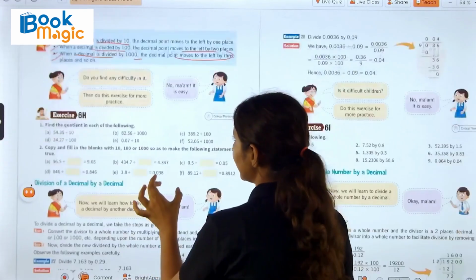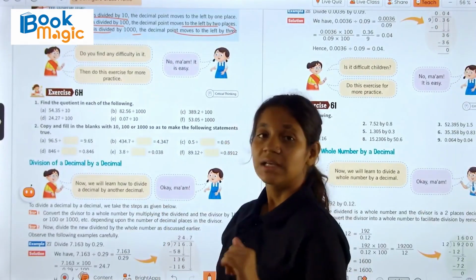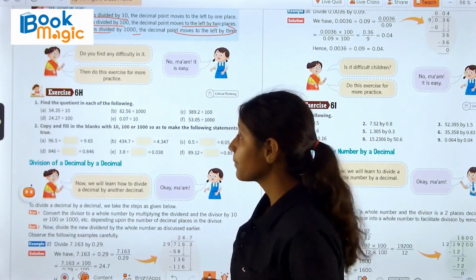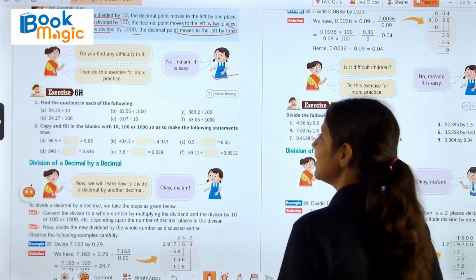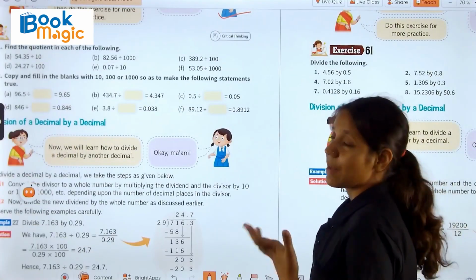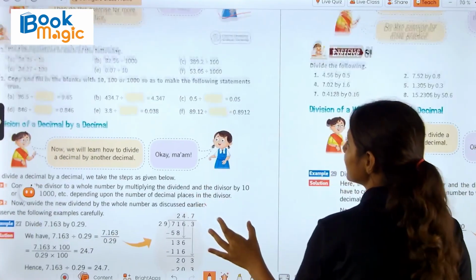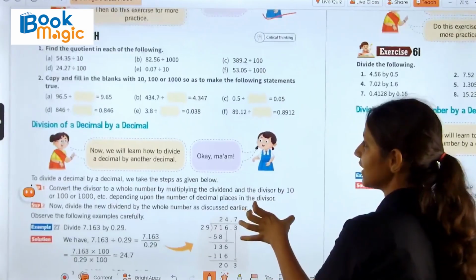Here the teacher said, did you find any difficulty in it? Then do this exercise for more practice. Student reply, no ma'am, it is very easy. Ma'am, there was no problem here. So this is very easy, so let's do it.